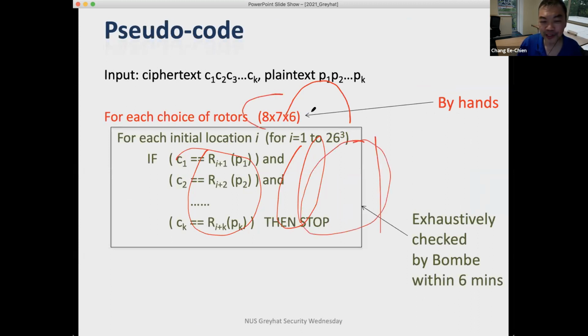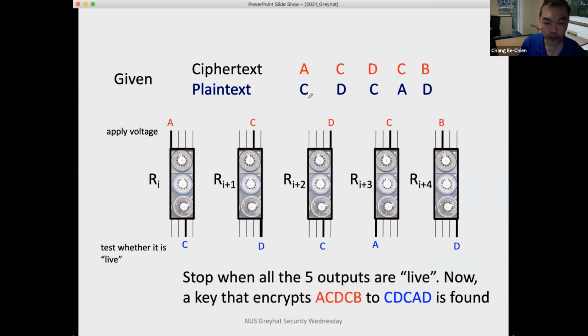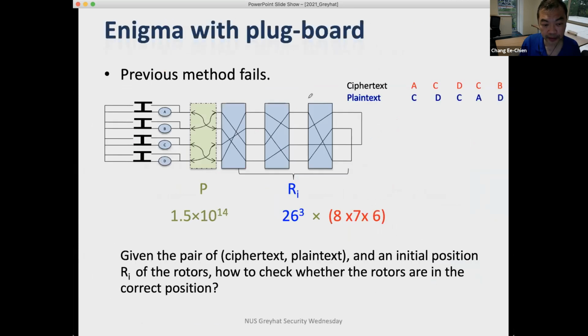They do the exhaustive search using a mechanical device, done in 6 minutes to search this space. Okay, and this one is by hand. But still they cannot break it. Why? There is a plug board here. Remember, there's a plug board here. The number of plug board choices is 1.5 times 10 raised to the power 14. Why can it not be used now? Why can it not be used?